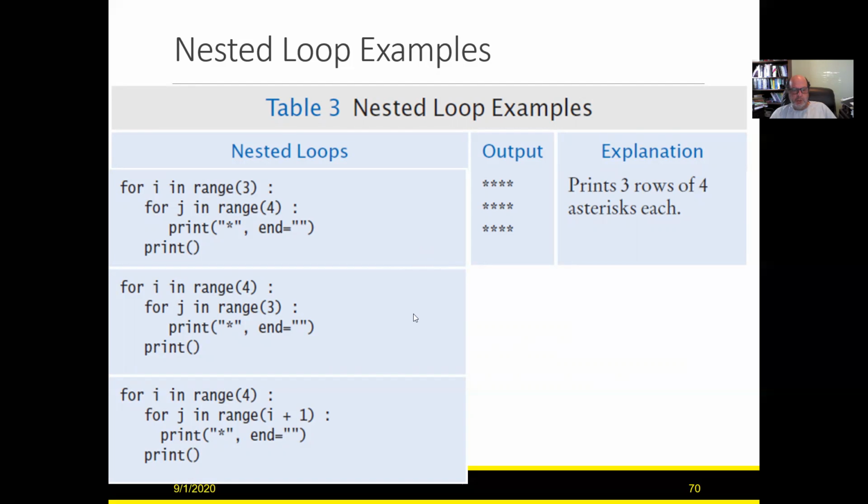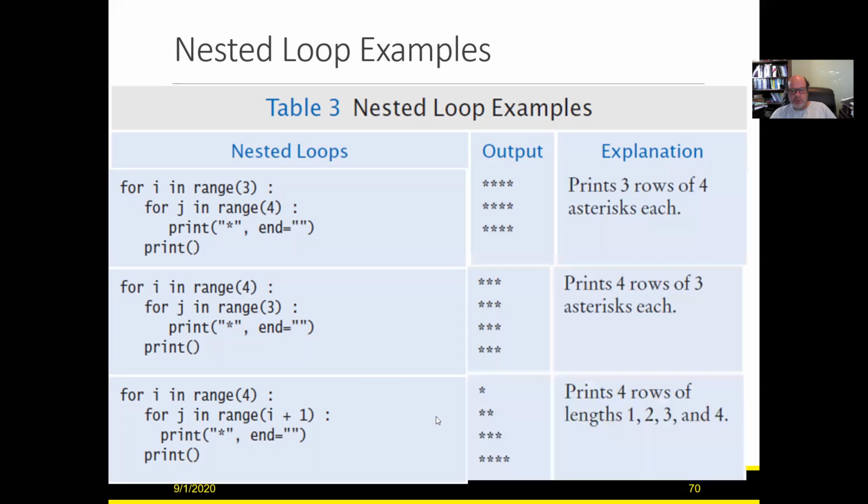The next one says i in range 4, j in range 3, and now we're going to have 4 rows and 3 columns. And the last one is talking about i in range 4, but j is going to be in range of i plus 1. So as I am increasing my rows, my j is going to be increasing. So that's what's going to happen to that one.